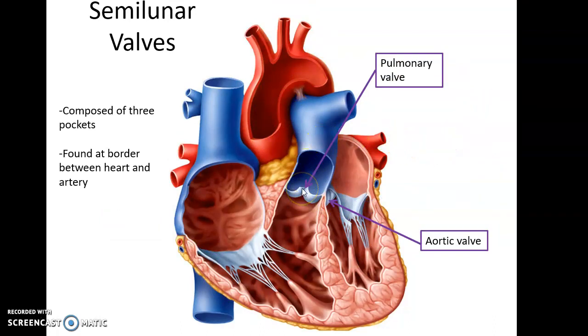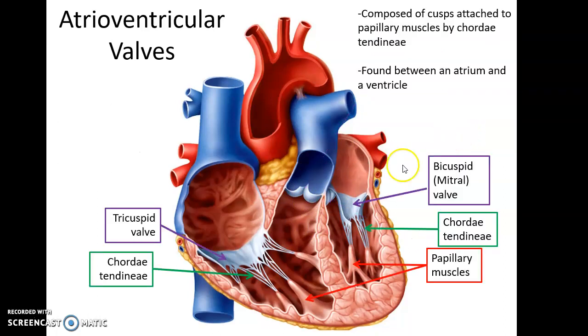The pulmonary valve and aortic valve are semilunar valves, which means they have these three little pockets that look to somebody kind of like a crescent moon. And they are at the border between the heart's ventricles and the arteries coming off of those ventricles. And when blood backflows, these pockets will fill with blood, closing the valves, preventing blood from backing up into the ventricles.